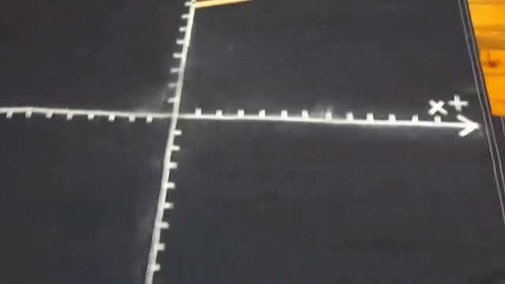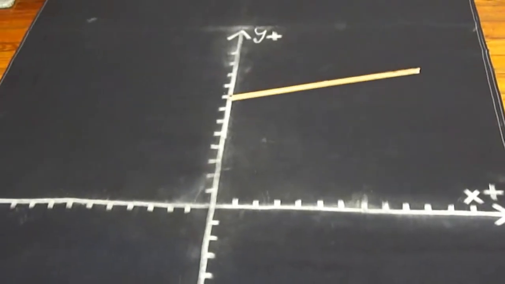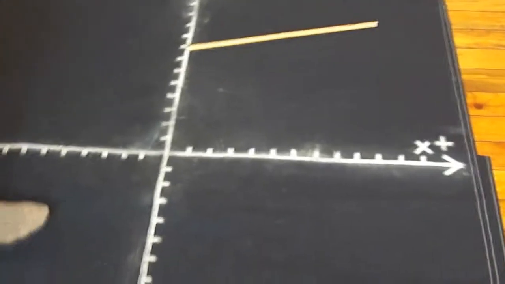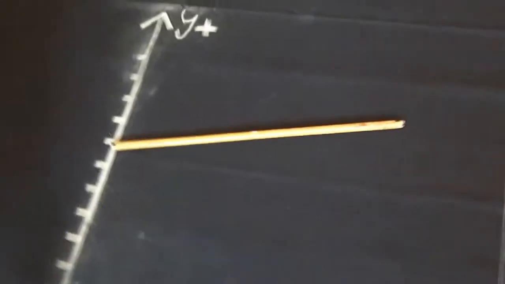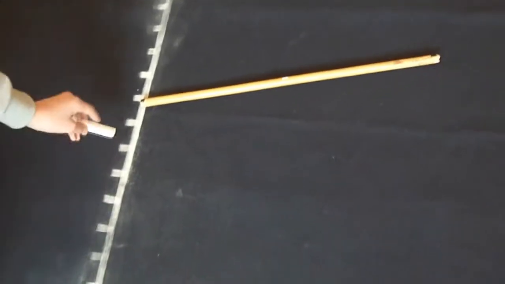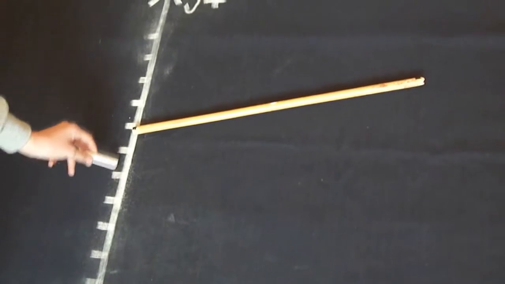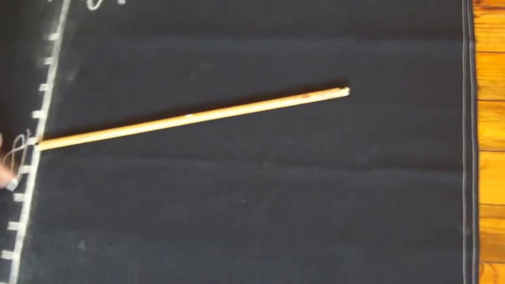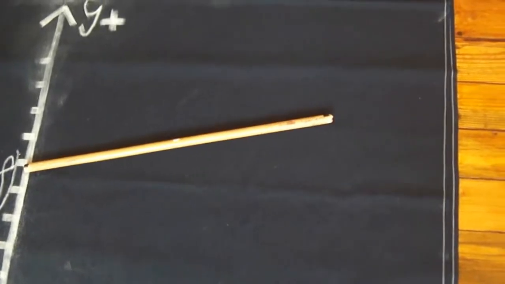So we see. Yes, I have chalk, and from the beginning we find 2 points of this line segment. First of all, we see this point: 0, and 1, 2, 3, 4, 5, 6, 7, 8. So 0 and 8. We find the coordinate of the first point, then find the coordinate of the second point.